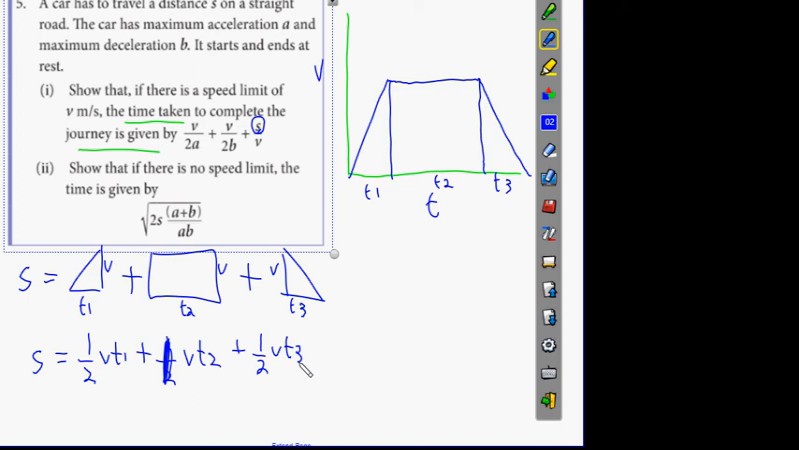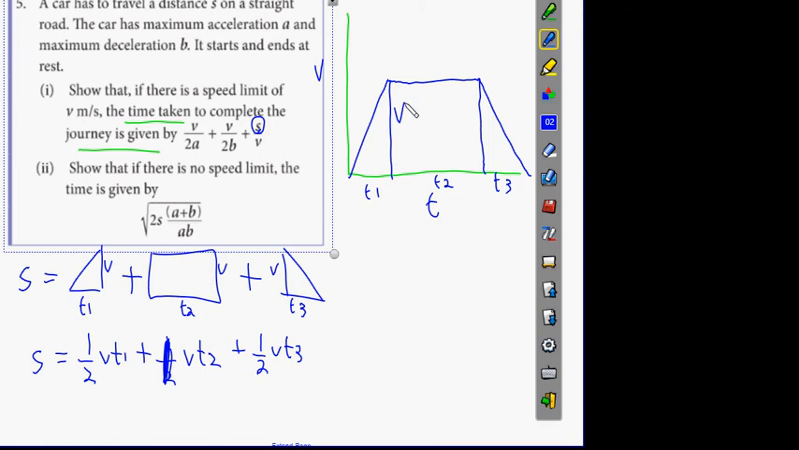Now, we're looking at this and we're going, well, I have S, I have V, but I have absolutely nothing to do with A and B. A and B are the true problems here. I haven't got them involved yet. So we have to go back and figure out what A is.